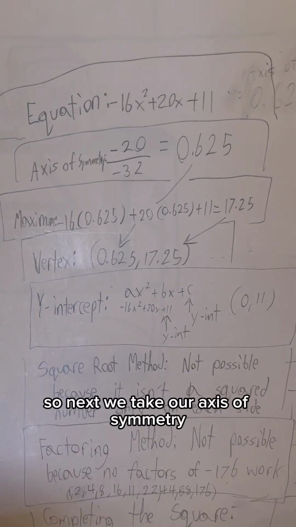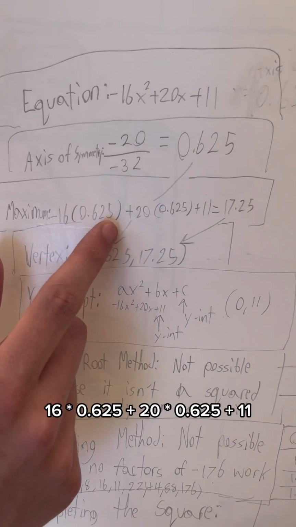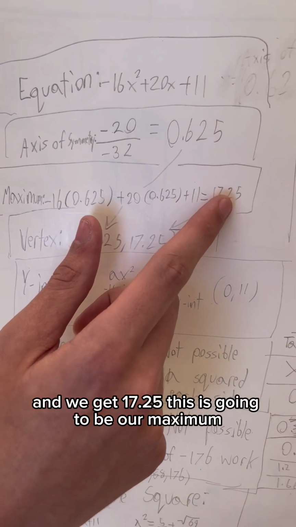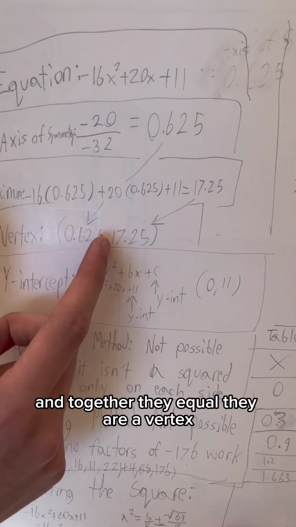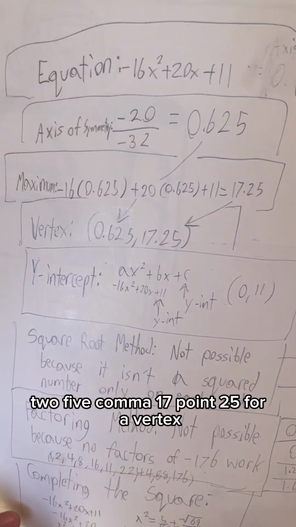So next, we take our axis of symmetry and plug it into our equation, negative 16 times 0.625 squared plus 20 times 0.625 plus 11, and we get 17.25. This is going to be our maximum, and together they are our vertex. So we have 0.625 comma 17.25 for vertex.